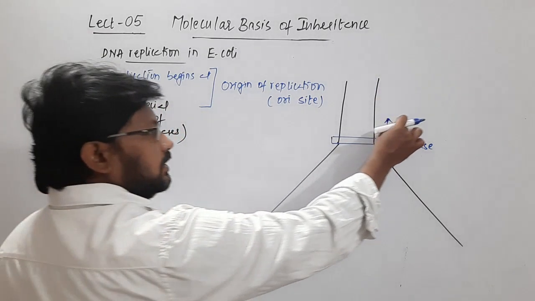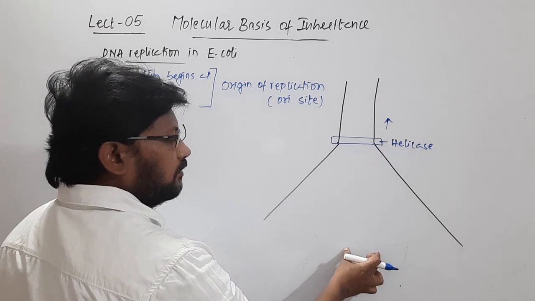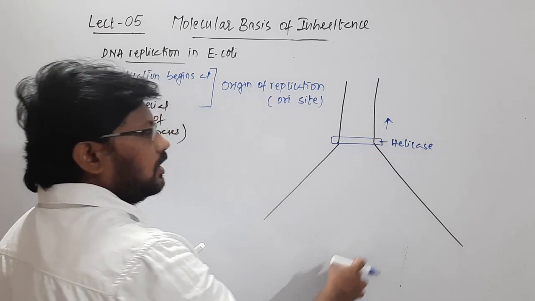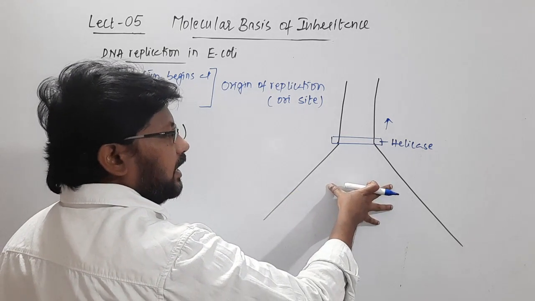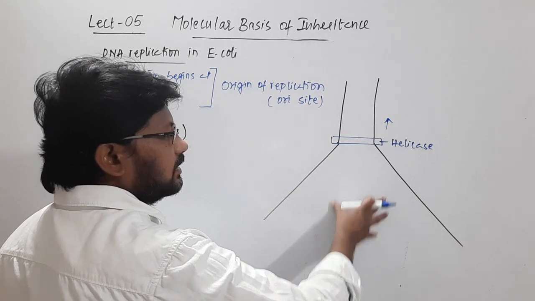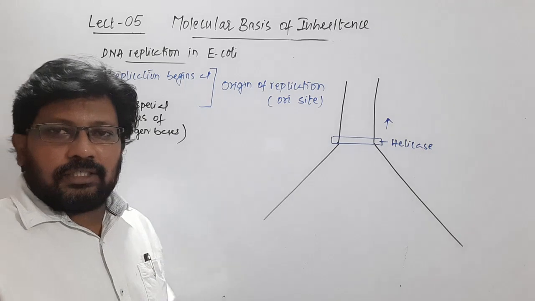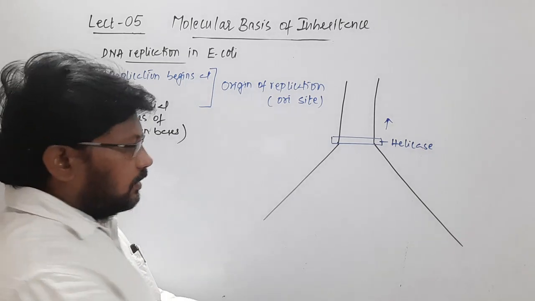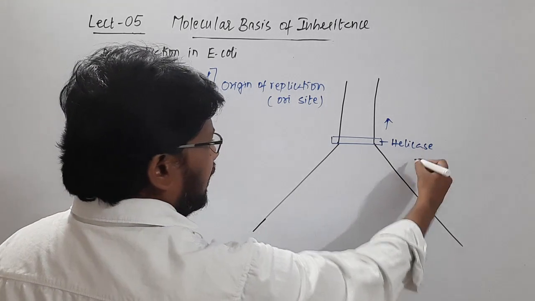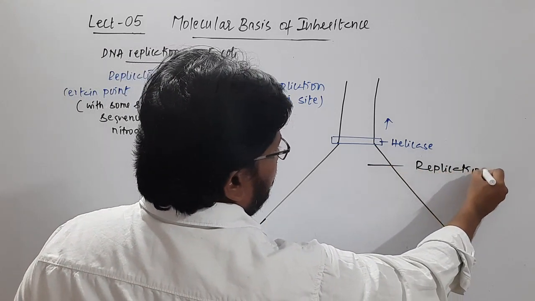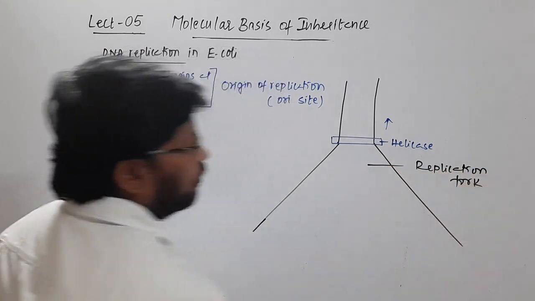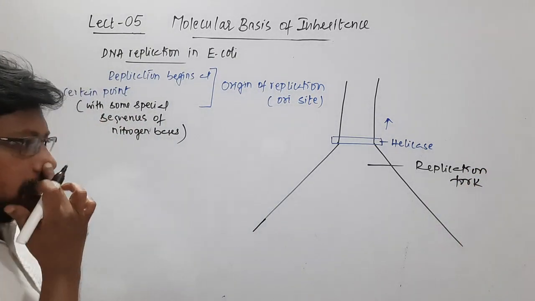So in this direction it is moving, and from this point, say suppose this is the origin of replication, thereby separating the two strands, creating a replication fork. So this is what it has created, a replication fork.